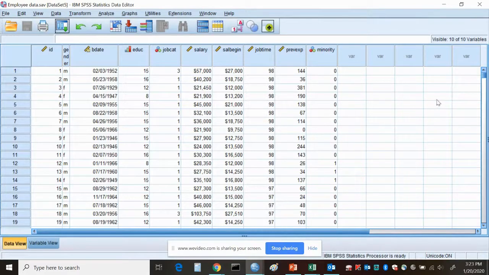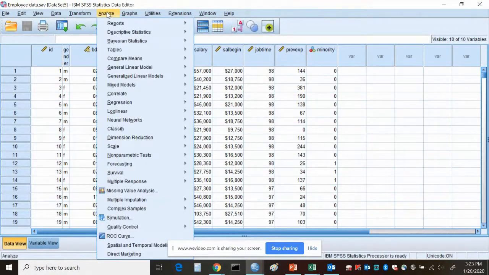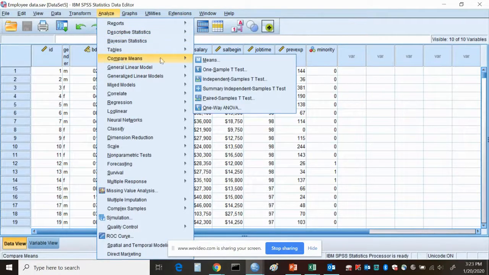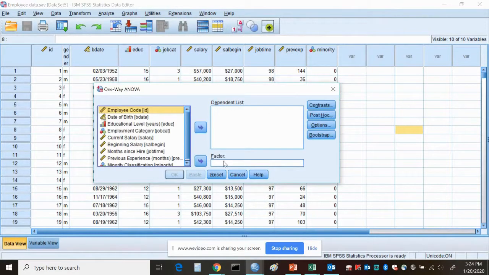So in order to do this, we'll go to Analyze, Compare Means, and you'll see at the very bottom the one-way Anova. Our factor is what we call the independent variable. So that's going to be job category. Our dependent variable, we can put as many dependent variables as we would like. We are going to put in previous year's experience.